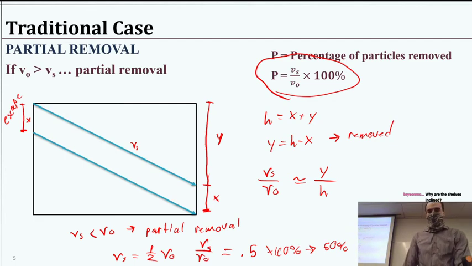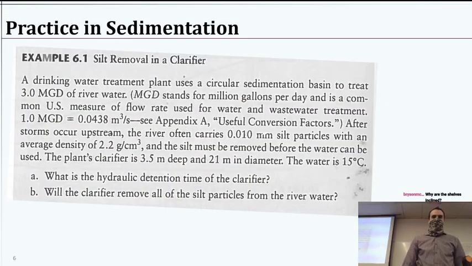From there, I wanted to give a bit of practice. So here's an example from the book. We have silt removal in a clarifier. I'm going to read the prompt, give you a few minutes to take a look, apply this knowledge, and then work it through with you. After that, we'll get into coagulation. So example 6.1 says a drinking water treatment plant uses a circular sedimentation basin to treat 3 million gallons per day of river water. And it gives a conversion there, it's a flow rate.